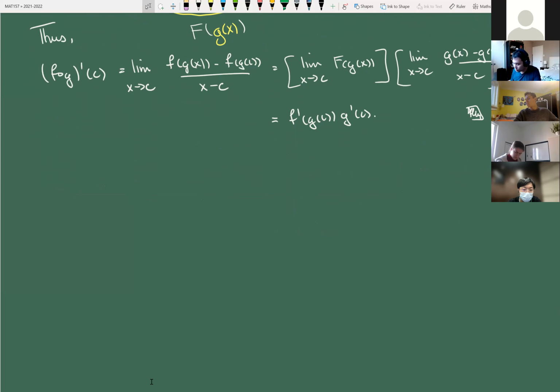Okay, so I guess we should do a quick example of the chain rule. And so the great thing about having all that technical detail in the proof of the chain rule itself is that you don't have to worry about it when it actually comes time to apply the chain rule, right?